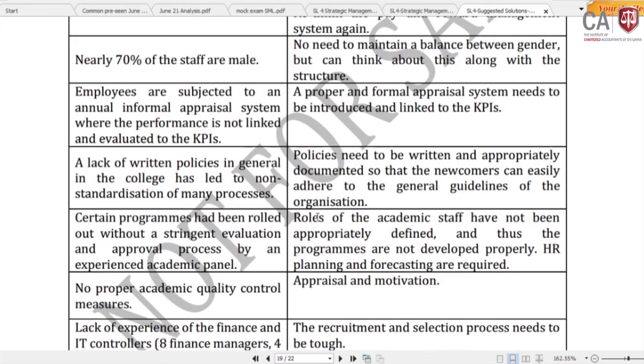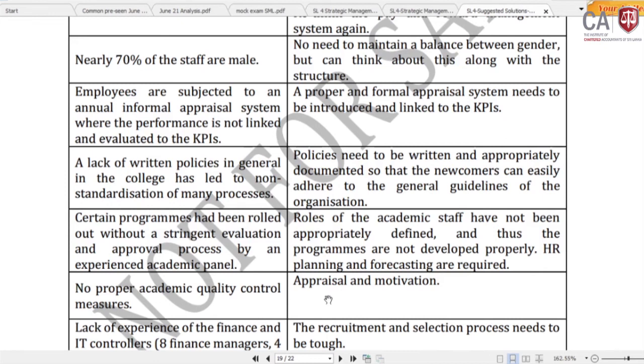Certain program had been rolled out without the stringent evaluation and approval process by experienced academic panel. Role of the academic staff have not been appropriately defined, and thus the program are not developed properly. HR planning and forecasting are required.